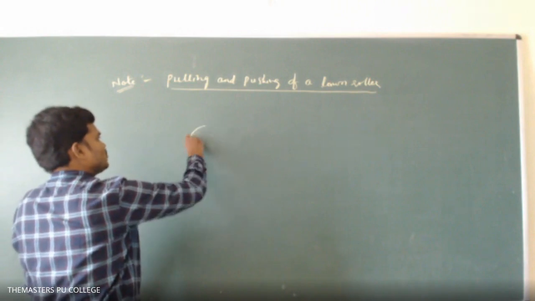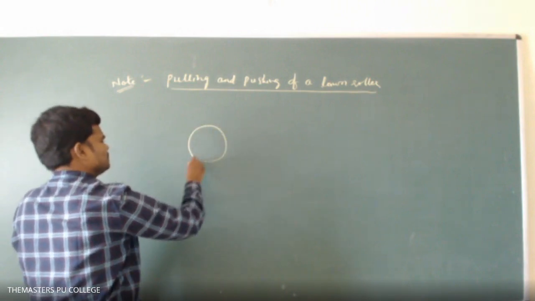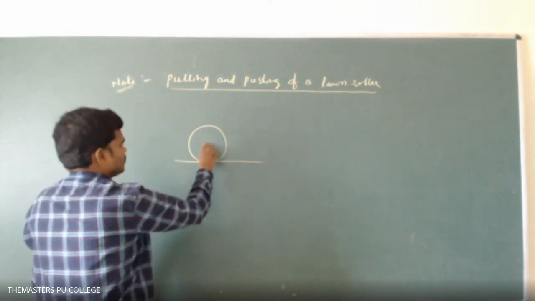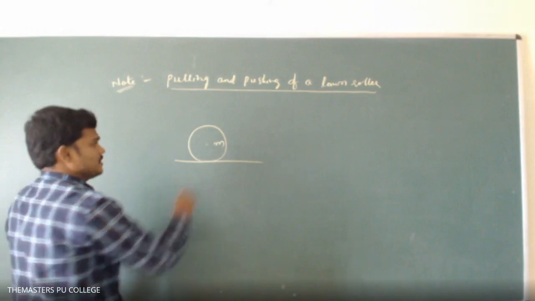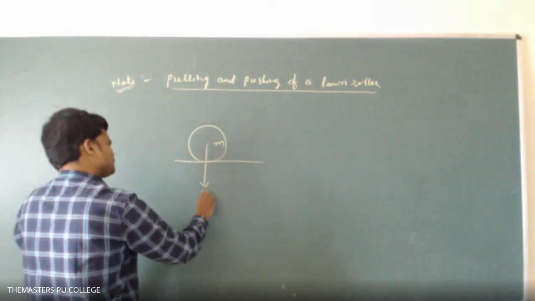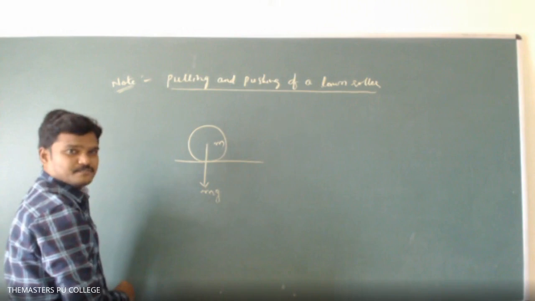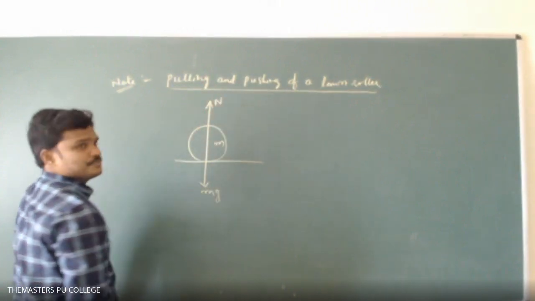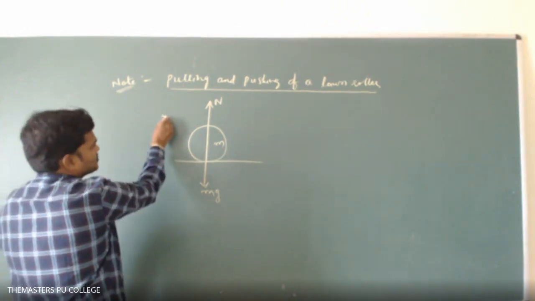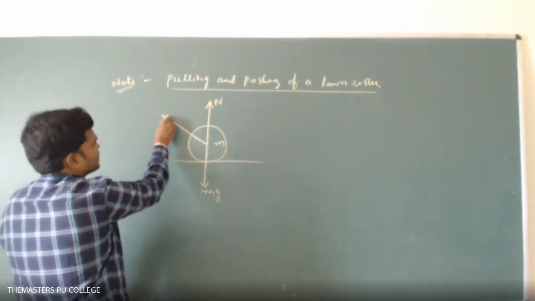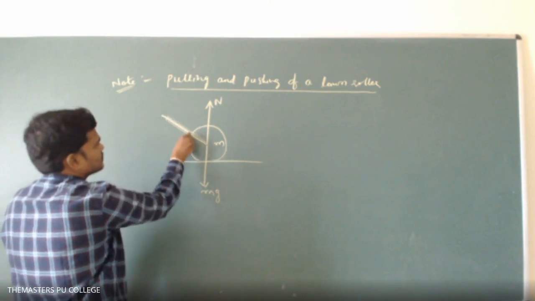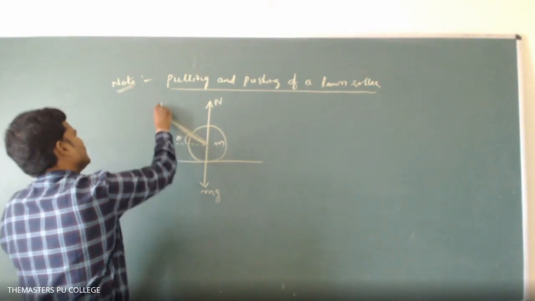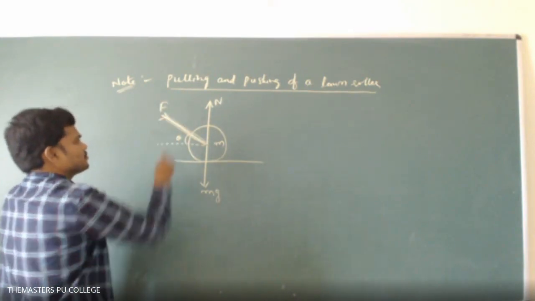Let us suppose this is the roller which is placed on a horizontal surface. Roller mass is m. Then the weight of the roller, mg, acts vertically downwards, and this is the normal reaction force. Now let me try to push with some force, with some handle arrangement like that, by making some angle theta. I applied a pushing force like this. This is the pushing force.